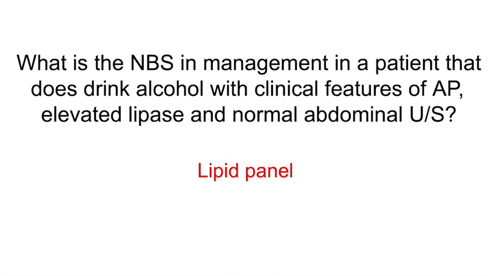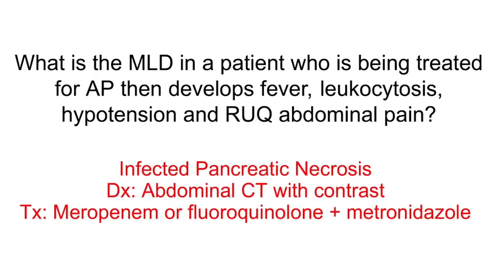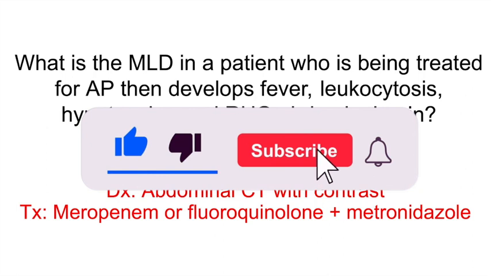What is the most likely diagnosis in a patient who is being treated for acute pancreatitis, then they develop fever, leukocytosis, hypotension, and right upper quadrant abdominal pain? Infected pancreatic necrosis. So to diagnose this condition, you need to do an abdominal CT scan with contrast. And for treatment, you can give meropenem or fluoroquinolone and metronidazole.